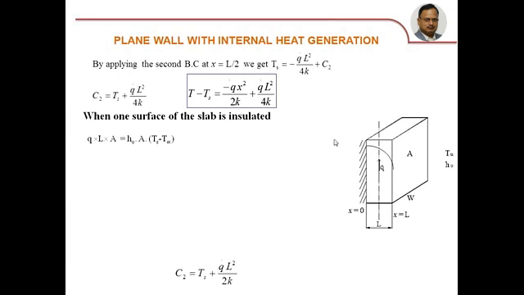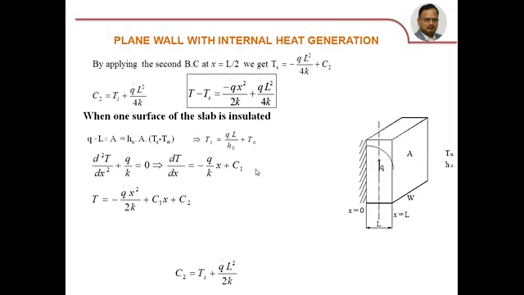And another important point is, when one of the faces is insulated like this, the total heat generated will leave from only one face. So the equation is q dot LA, where L is thickness and A is the face area, so LA is the volume, equals h0 A into Ts minus T infinity. So that gives you Ts equal to q dot L by h0 plus T infinity.